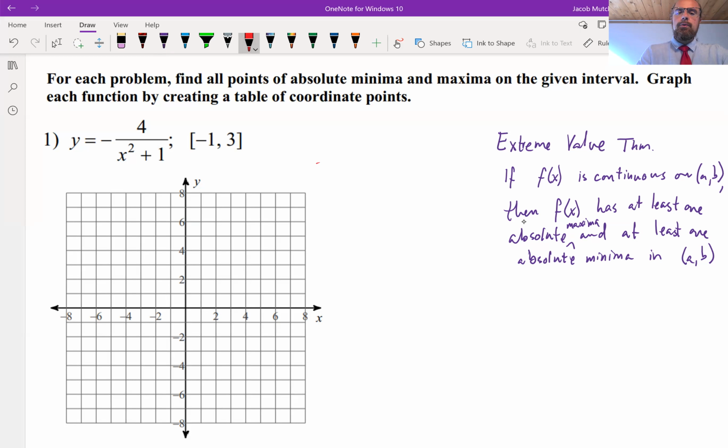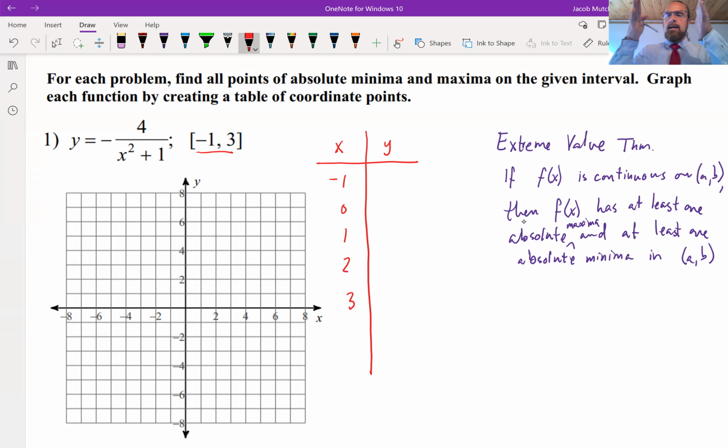So let's set up a table. And I'm just going to graph exactly what this interval is describing from -1, 0, 1, 2, all the way to +3. So I just want that window of the graph. And then let's calculate these outputs. So I've got -4 over x squared plus 1, so -1 squared plus 1. That's going to give me -4 over -1 squared is 1, plus 1 is 2. And then -4 divided by 2 is -2.